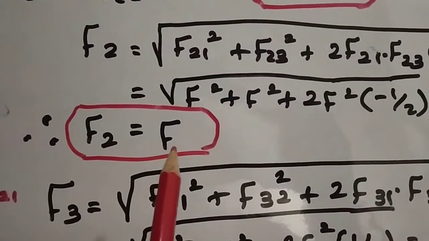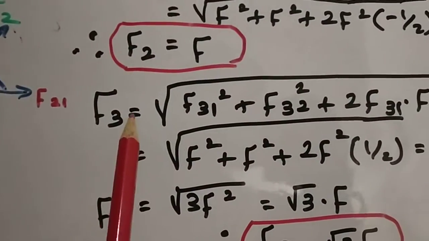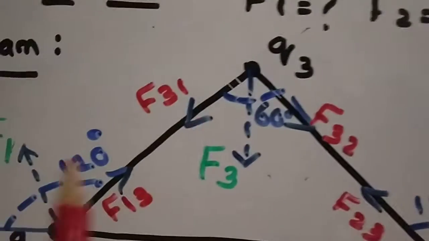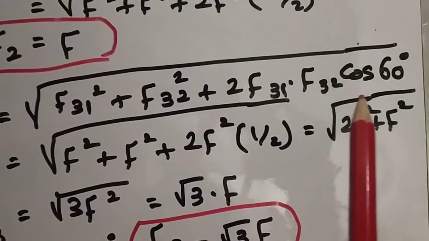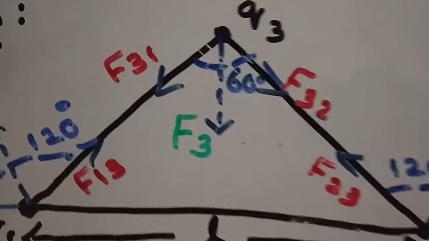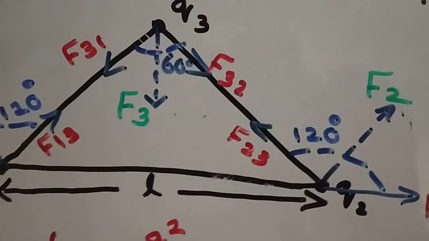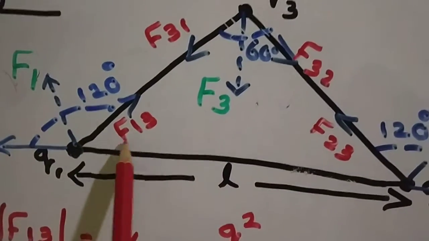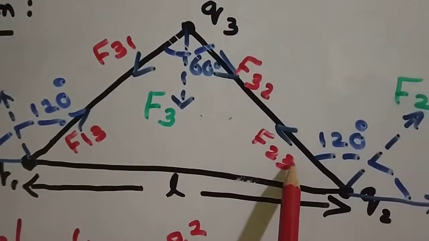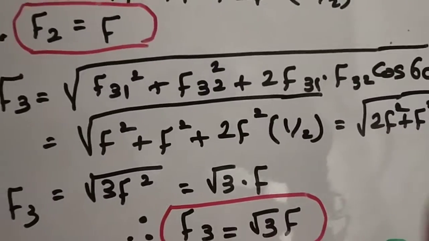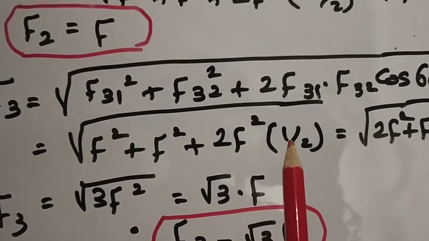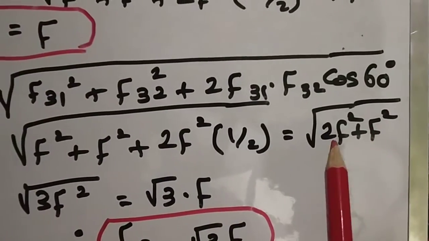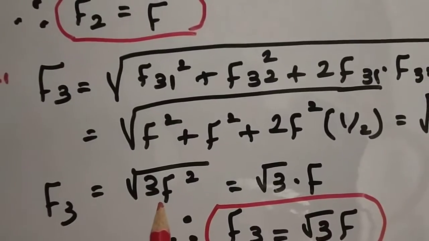Now to find the magnitude of F3, here we are using these two forces. So F31 squared plus F32 squared plus 2 F31 F32 cos 60 degrees, because the angle we have taken here is 60 degrees. Since this is an equilateral triangle, this angle and this angle will be 60 degrees. Now the same thing is applied: F squared plus F squared plus 2F squared into cos 60, which is 1 by 2, so we get 2F squared plus F squared, which is the square root of 3F squared, which is nothing but root 3 F.